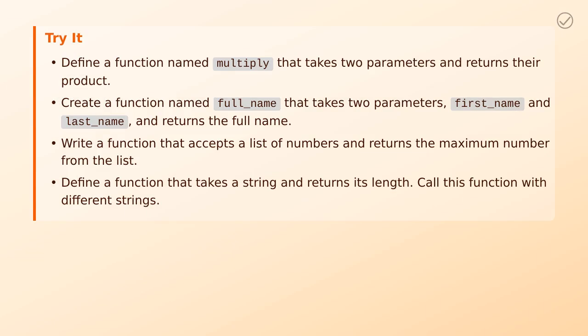Go ahead and work through this exercise. First, define a function named multiply that takes two parameters and returns their product. Also, create a function named full_name that takes two parameters, first_name and last_name, and returns the full name. Also, write a function that accepts a list of numbers and returns the maximum number from the list. Finally, define a function that takes a string and returns its length. Call this function with different strings.